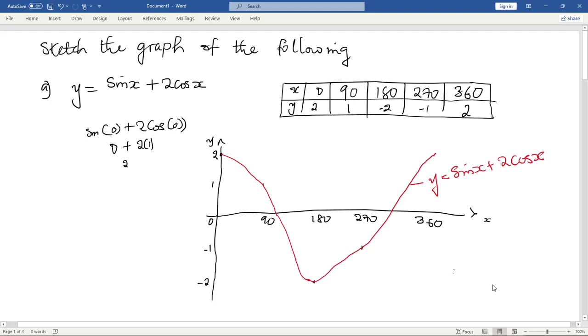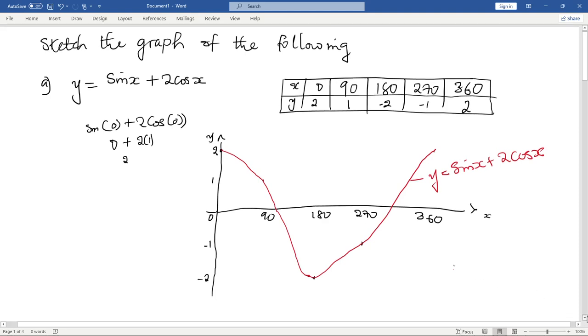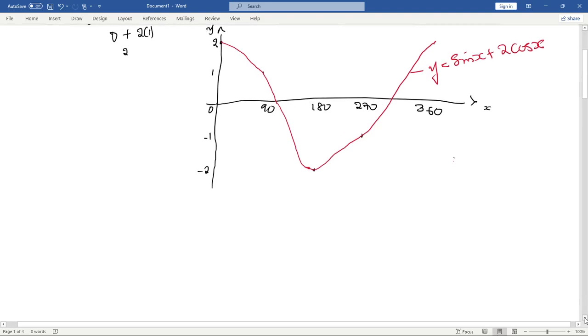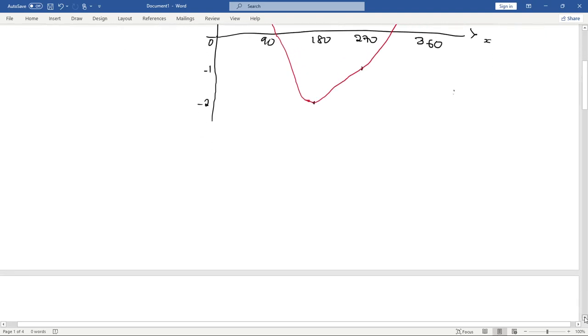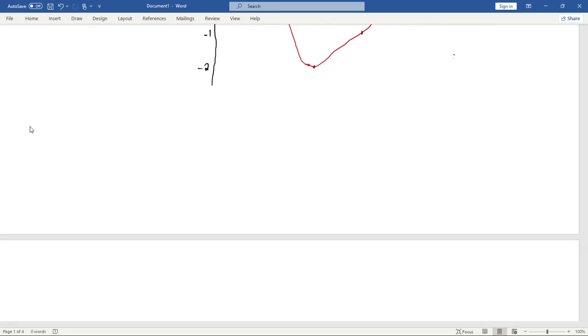Okay, so let's look at the next function there. Let's say that's going to be B here. Okay, let me just change the color here. So now we also have y equal to sine 2x plus sine 3x, like this.